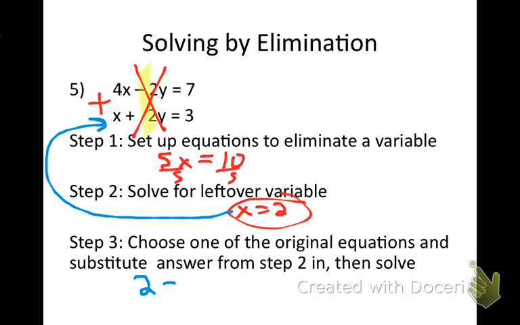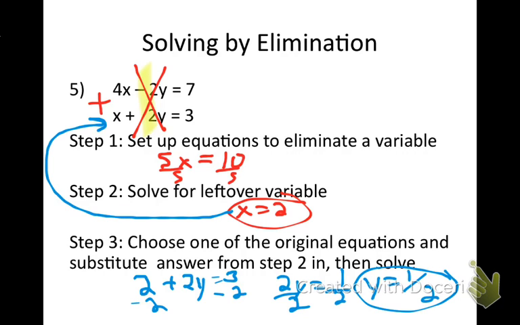So 2 plus 2y equals 3. Again, plugging it in for that x. And from there, just solve for y. Subtract 2 on both sides, giving me 2y equals 1. Divide by 2. I get y equals 1/2.